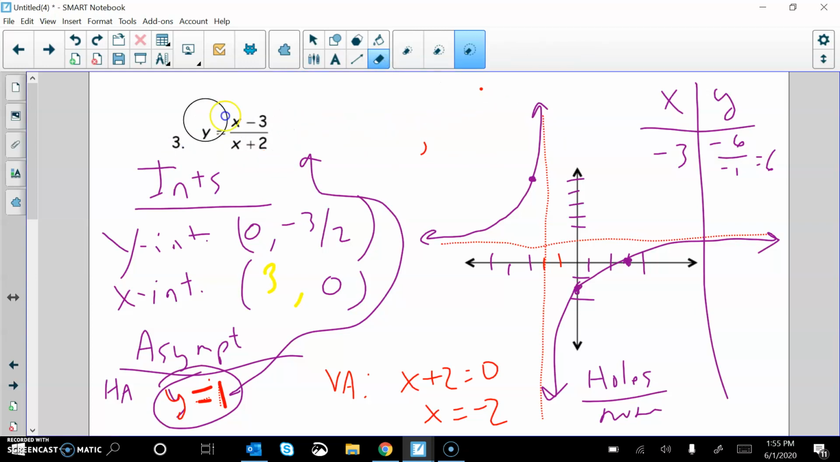All right, so let me clear this out. So number 3 is done. There's nothing more to do, unless you want more points, fill out the table with the values of your choosing.